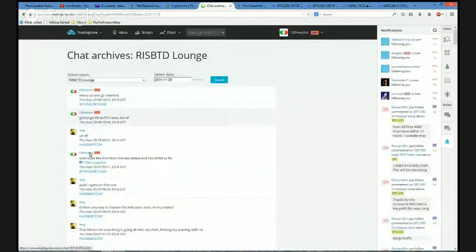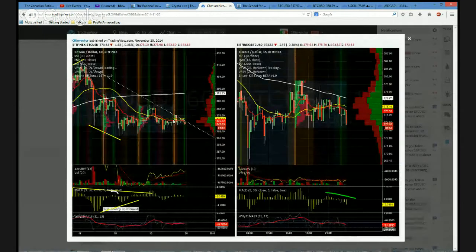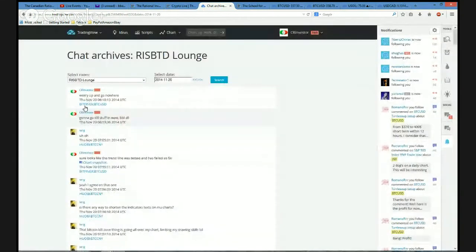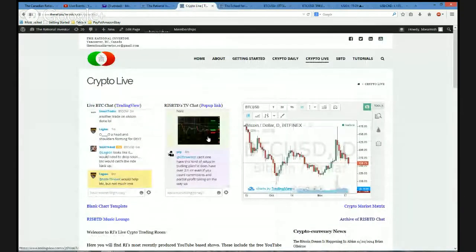Like here, I posted a chart and I said, sure looks like the trend line was tested and failed. And you can just pull up the chart and sure enough, there's the trend line, there's the test, there's the fail. And indeed, this morning we crapped out down here. So these posts and the information are incredibly valuable. That's a huge value-added service for our site members.